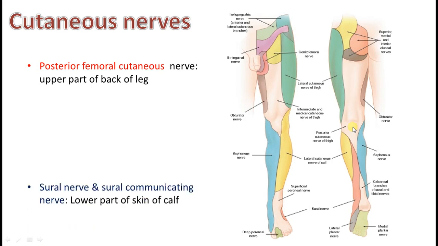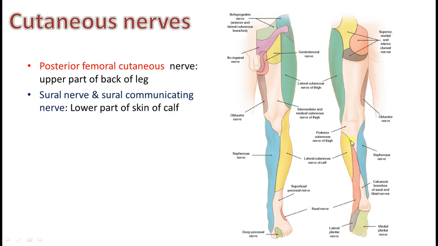Then the next nerve you see is the sural nerve. The sural nerve combines with the sural communicating nerve and supplies the skin of the lower part of the calf. The sural nerve is a branch of the tibial nerve, and the sural communicating nerve is a branch of the common peroneal nerve.